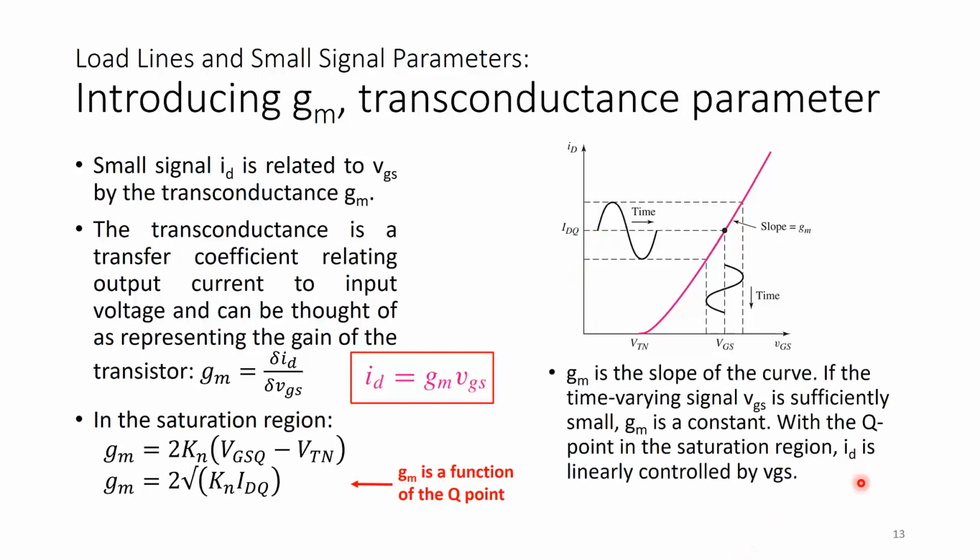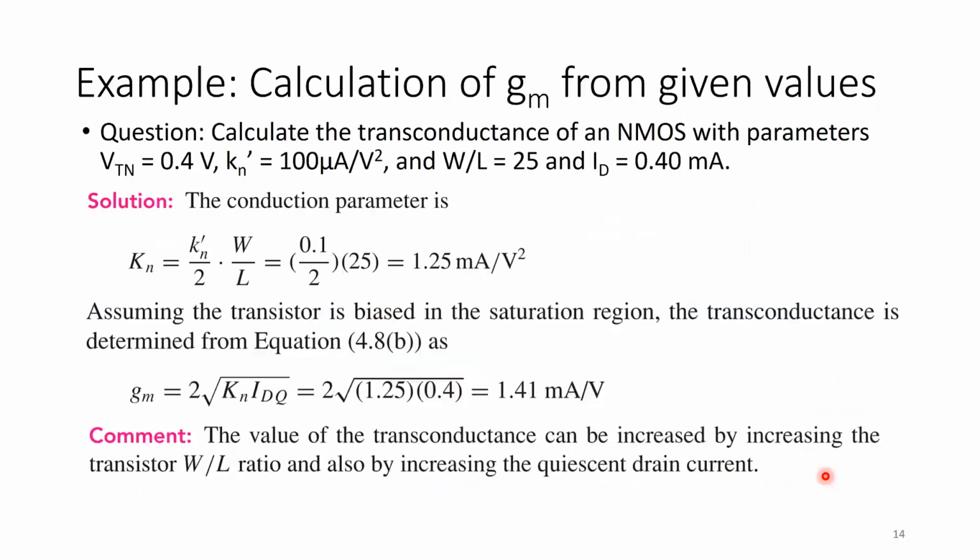So gm is the slope of the curve. If the time varying signal vgs is sufficiently small, gm is a constant. Because when you look at something small, all you see is a linear line. So ID is linearly controlled by vgs.